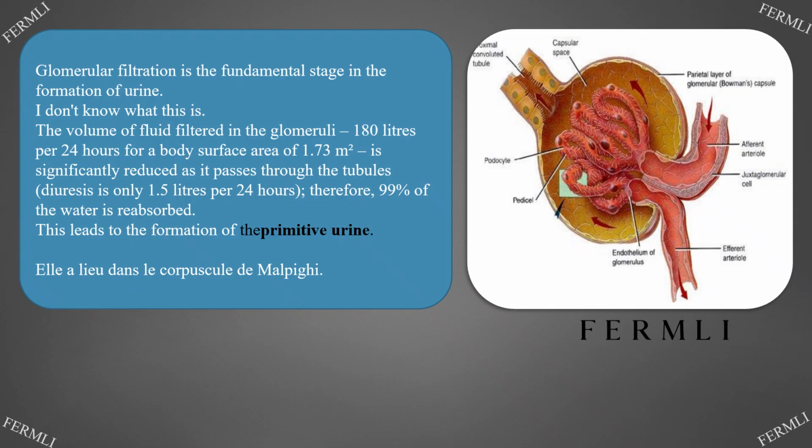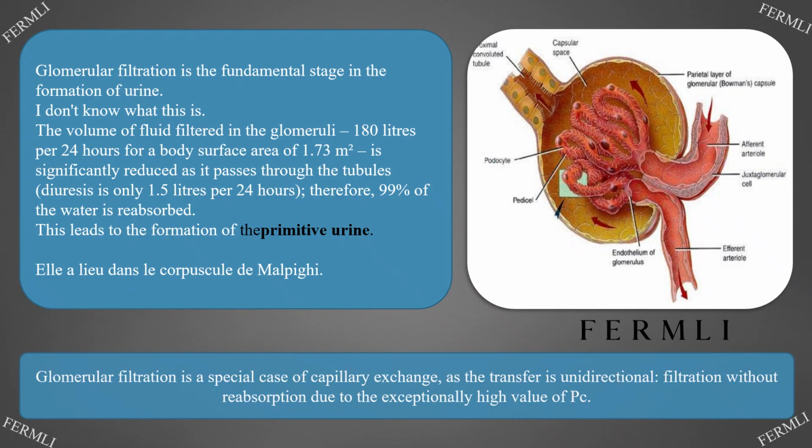The volume of fluid filtered in the glomeruli, 180 liters per 24 hours for a body surface area of 1.73 square meters, is significantly reduced as it passes through the tubules. Diuresis is only 1.5 liters per 24 hours, therefore 99% of the water is reabsorbed. This leads to the formation of the primitive urine. It takes place in the Malpighian corpuscle. Glomerular filtration is a special case of capillary exchange, as the transfer is unidirectional, filtration without reabsorption, due to the exceptionally high value of Pc.